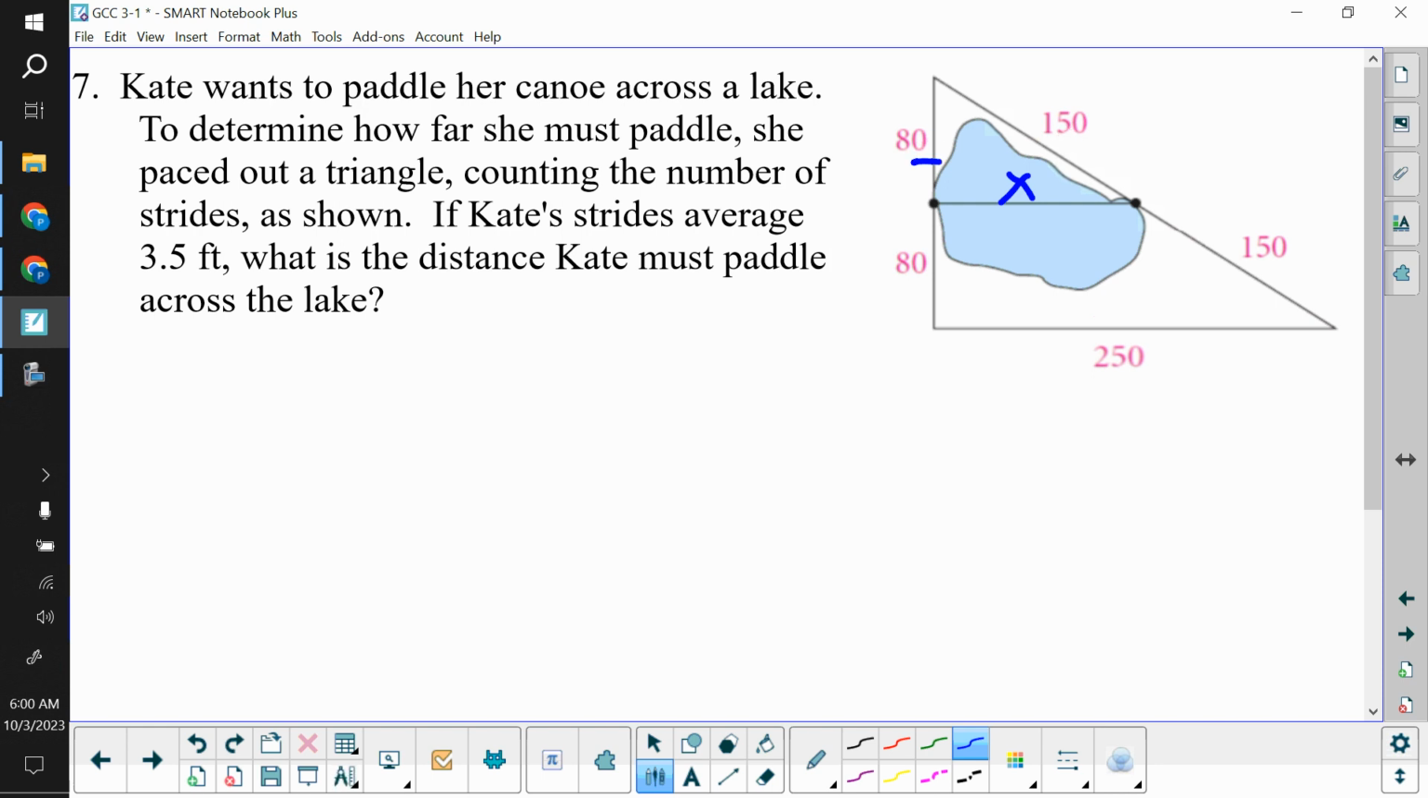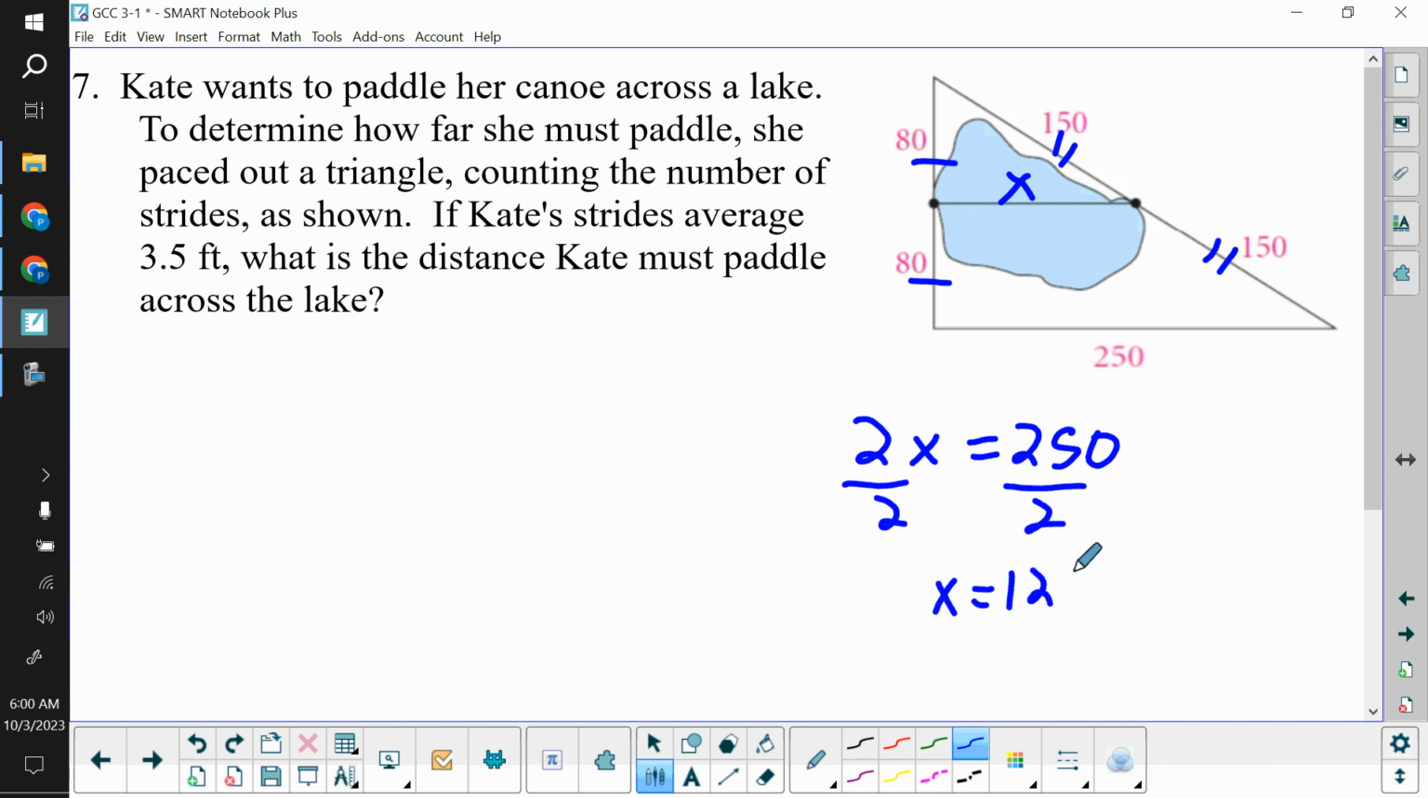So because these sets are congruent, we're dealing with a midsegment here. So if we double the midsegment, it should equal the third side. If we divide by 2, we get X is 125. And that's a number of strides.